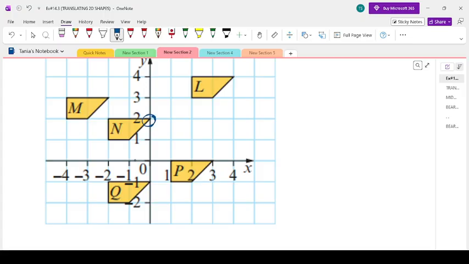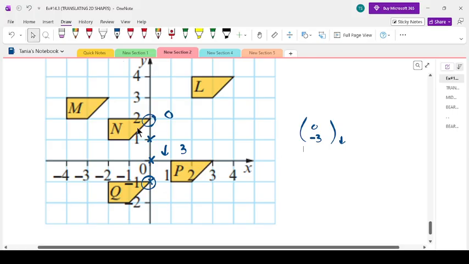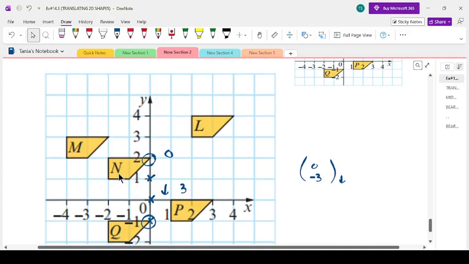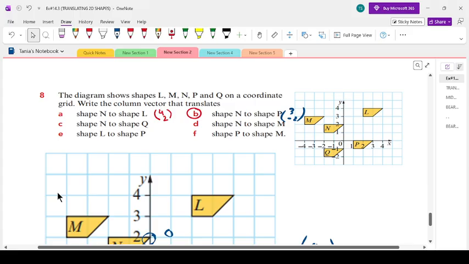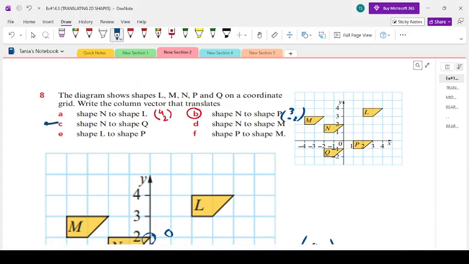I am again selecting the same point and this is Q. So how much are we moving on the x-axis? We are not moving on the x-axis. So 0 times of x and then we are moving 1, 2 and 3 times in the downward direction. So it will be 0 and 3, because we are moving in the downward direction, so it would be 0 and -3. So the N to Q translation by using the column vector is (0, -3). So for C it is (0, -3).